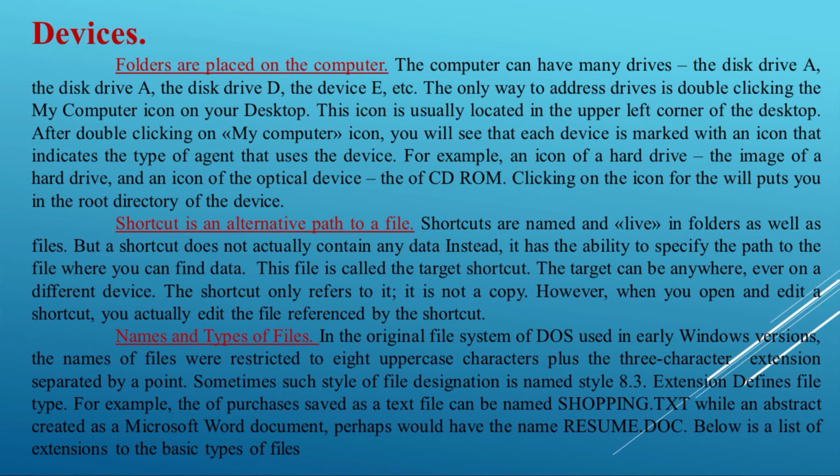And I want to tell about names and types of files. In the original file system of DOS, used in early Windows versions, the names of files were restricted to 8 uppercase characters plus a 3 character extension separated by a point.